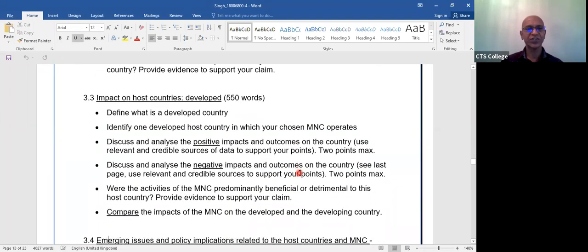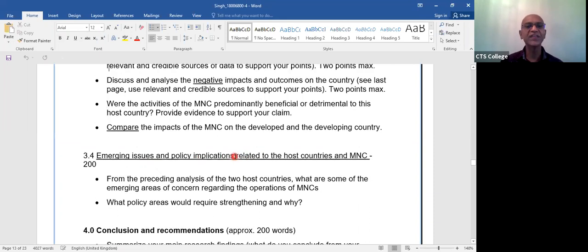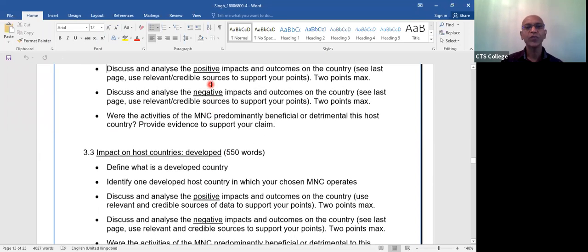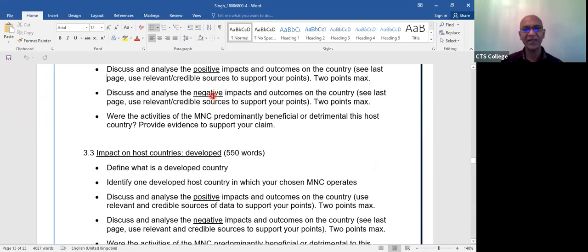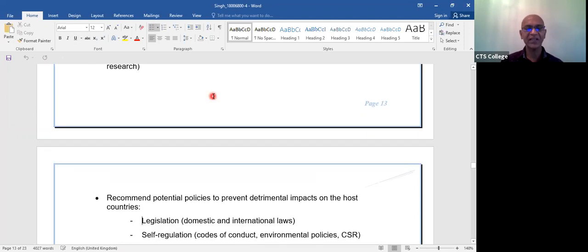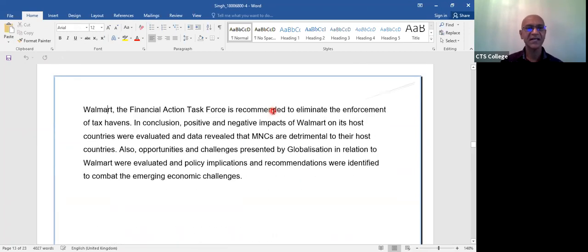Policy implications. As you're aware, in your structure, you have to discuss emerging issues and policy implications. So what are the emerging issues, students? These emerging issues refer to what you discussed previously. What were the negative issues in your developing countries, and what areas require strengthening to mitigate these issues? Let's see how the student discusses that.